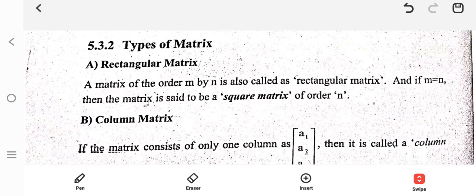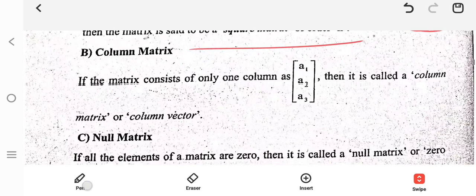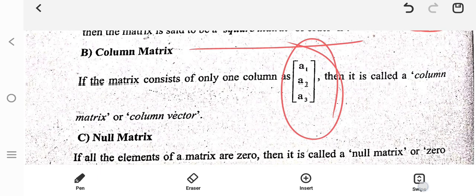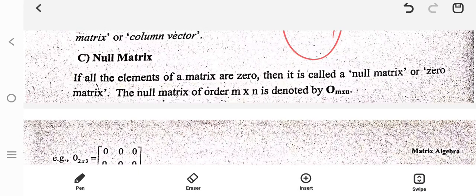Types of matrix. Let's see the different types of matrix. Rectangular matrix: a matrix of the order m by n is also called a rectangular matrix. And if m equals n, where m is the number of rows and n is the number of columns, then the matrix is a square matrix of order n. And the column matrix: if the matrix consists of only one column, this is a column matrix or column vector.